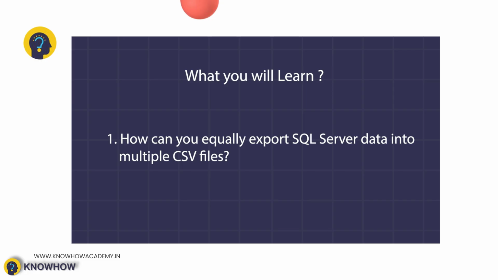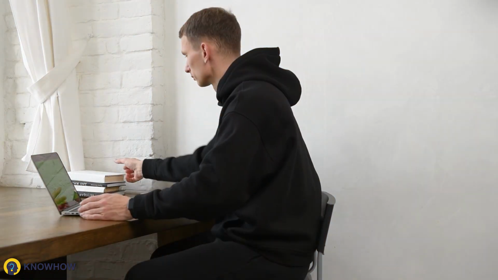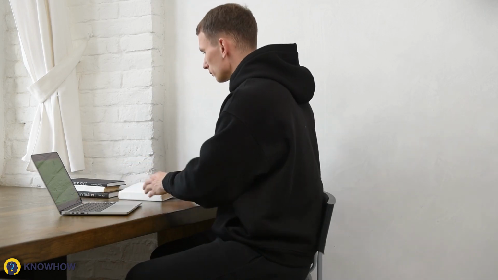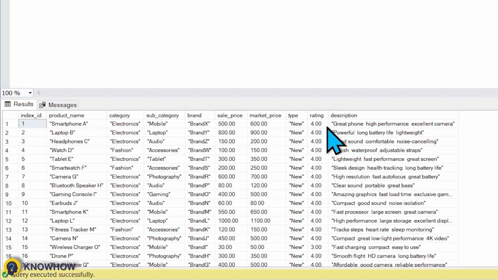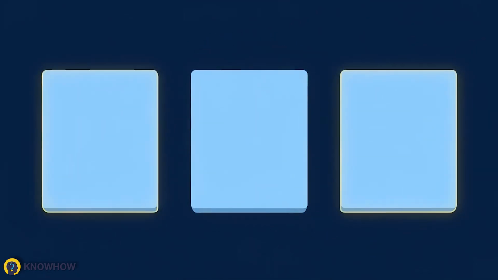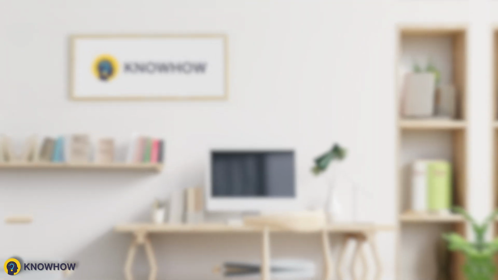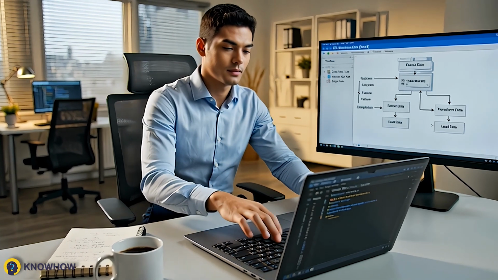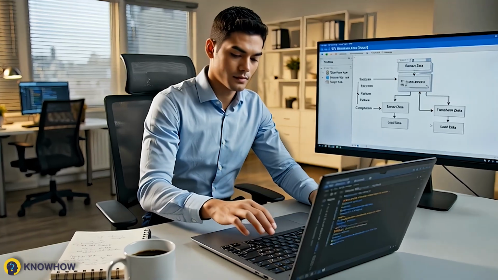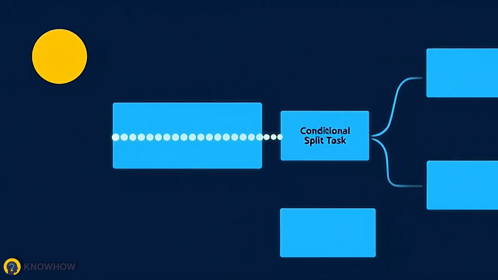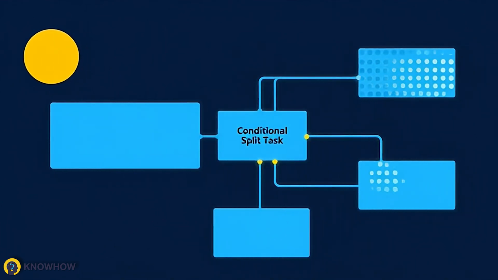First, you will learn how you can equally export SQL Server table data into multiple CSV files. Let me tell you practically. First of all, before performing the practical, let me tell you my data. This is the product data which is there in a SQL Server table. Now, I want to equally distribute all this data into 3 different CSV files, but I want to do it using SSIS. So how can you do that? In SSIS, you can do it using the conditional split task. Now let me tell you how you can do that.